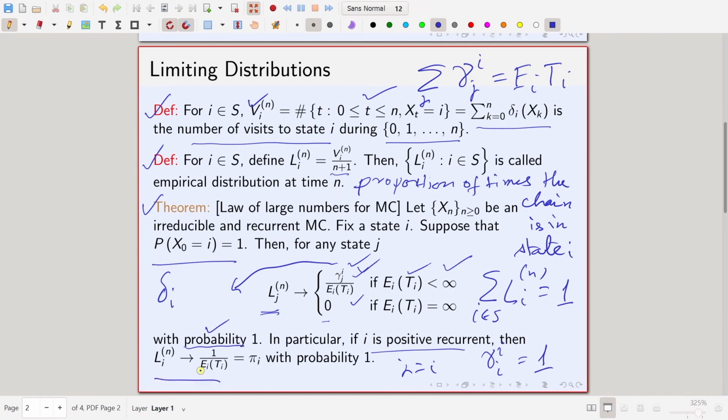So, if I look at Ln I, this converges to 1 over E_I T_I. But now we know that if I is positive recurrent, we are in the setting of an irreducible Markov chain, so that means the whole chain is positive recurrent. Now, we know from the theorem that we saw in the previous module that if you have an irreducible Markov chain and all states are positive recurrent, then there exists a unique stationary distribution pi I which is equal to 1 over E_I T_I. So, what this theorem tells you is that if you have an irreducible positive recurrent Markov chain, then this proportion of time the chain is in state I starting from I actually converges to the stationary distribution.